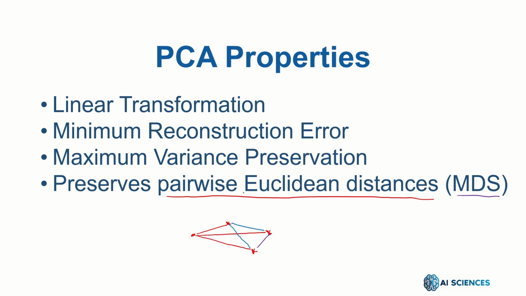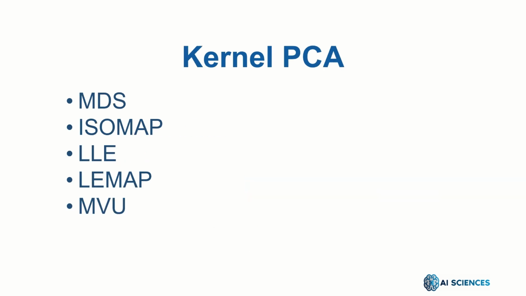And if you preserve some other distance measure, then you have other nonlinear methods for doing these kinds of things. So PCA has a lot of properties: a linear transform, minimum reconstruction error, maximum variance preservation, and it preserves the pairwise Euclidean distance, sometimes called the geometry of your original data.